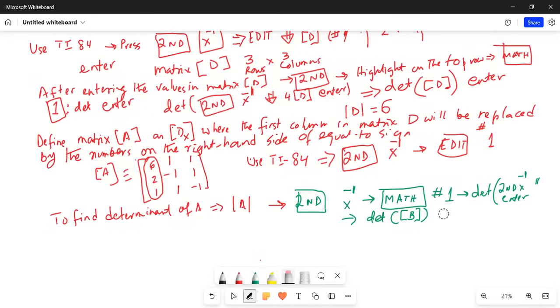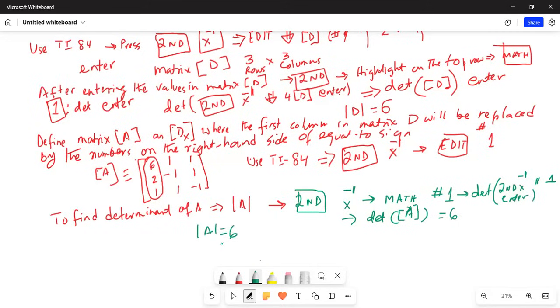Number 1 and enter. And determinant, I want to find the determinant of matrix A, not B. So determinant, inside the parenthesis, I have matrix A. Okay. So number 1, determinant A, close the right parenthesis and hit enter. And that is equal to 6. So the value of this is 6.